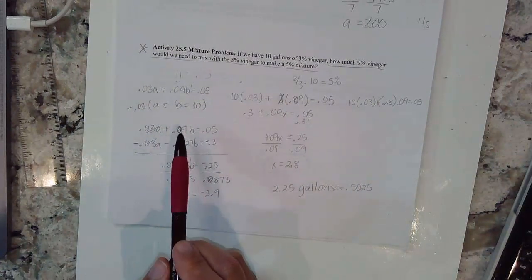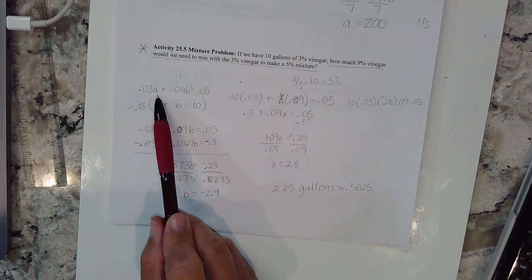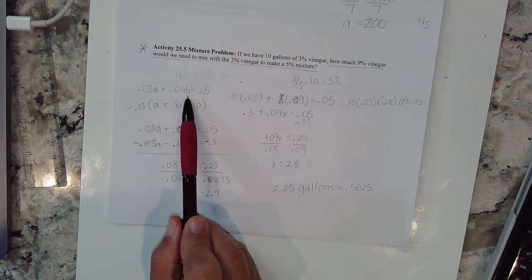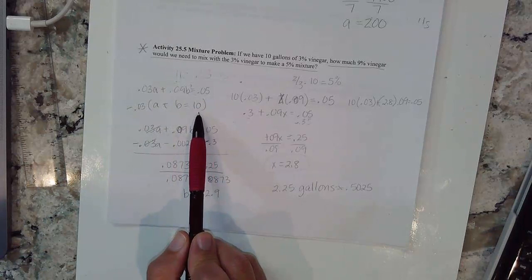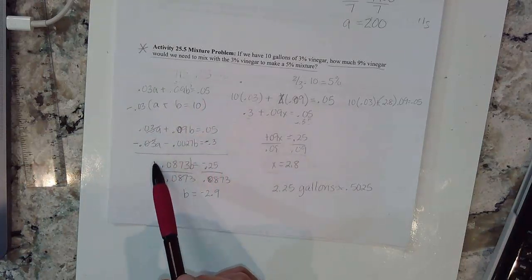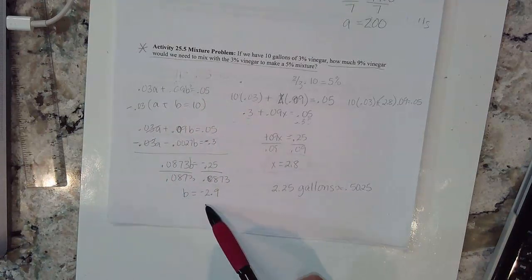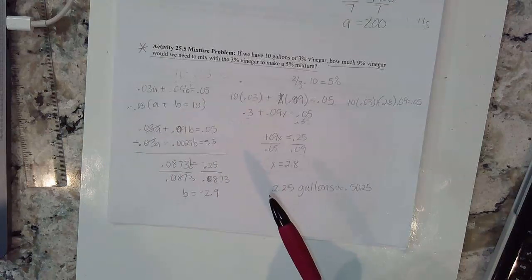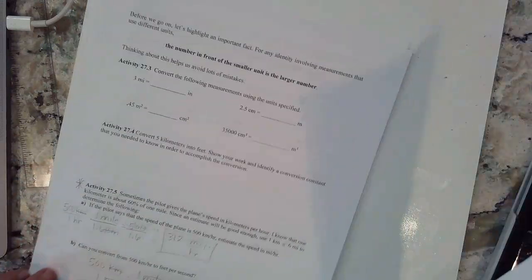So then I tried something else. I tried a system of equations of 0.03a plus 0.09b equals 0.05, and if we add a plus b, we would have 10 gallons. Still don't know if that's right either. Then I simplified that, and I got a negative 2.9. So I don't know on this one if I'm even close or in the ballpark.